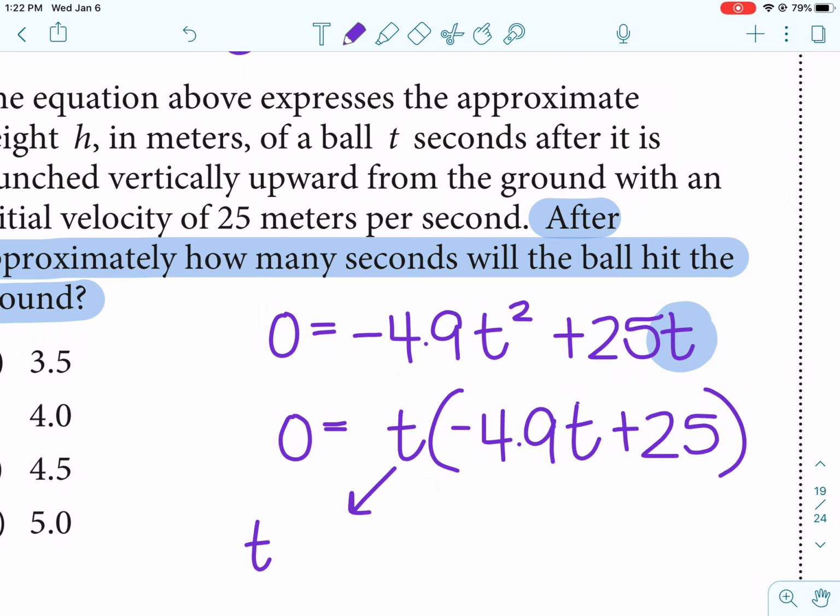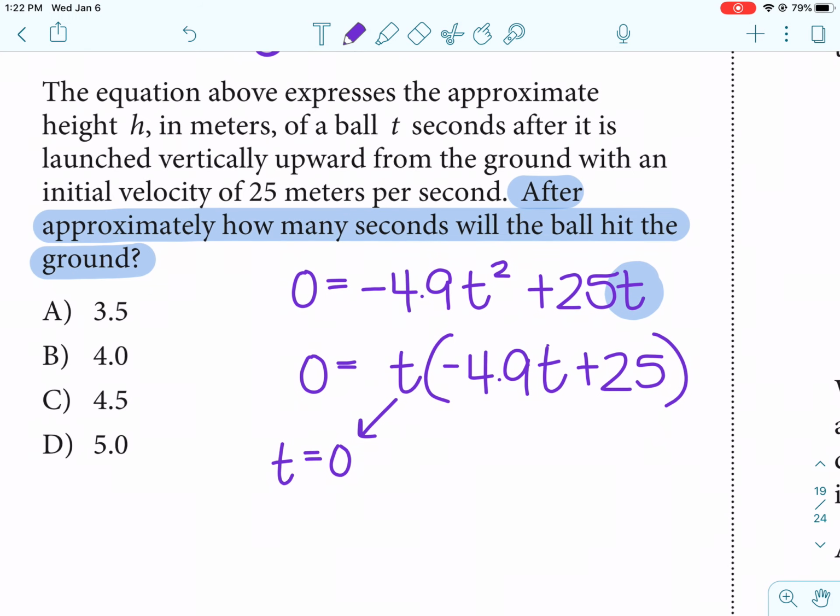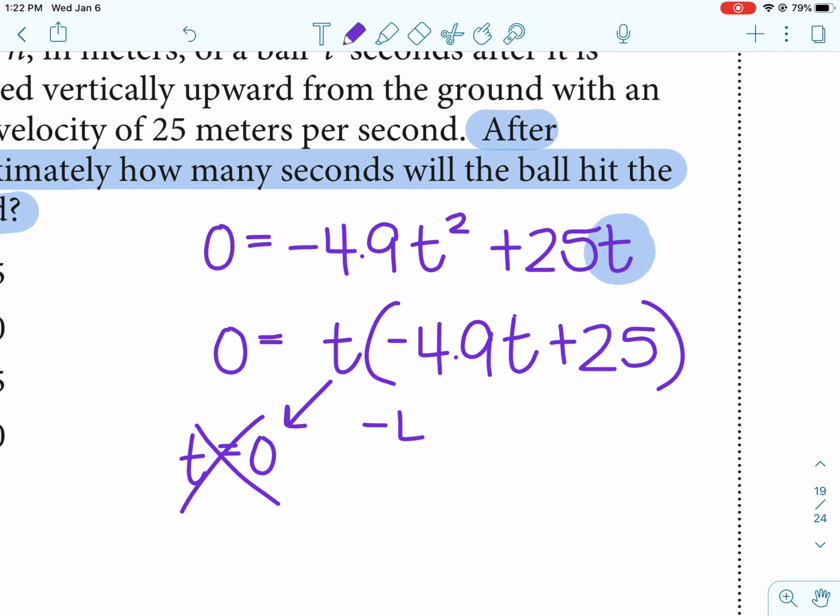If I set this outside piece equal to 0, I get a time of 0. That doesn't make sense. If it went up, did a trip, came back down and hit the ground, it was not in the air for 0 seconds. So this answer doesn't make sense. Now when I set this part equal to 0, this is going to give me my answer.